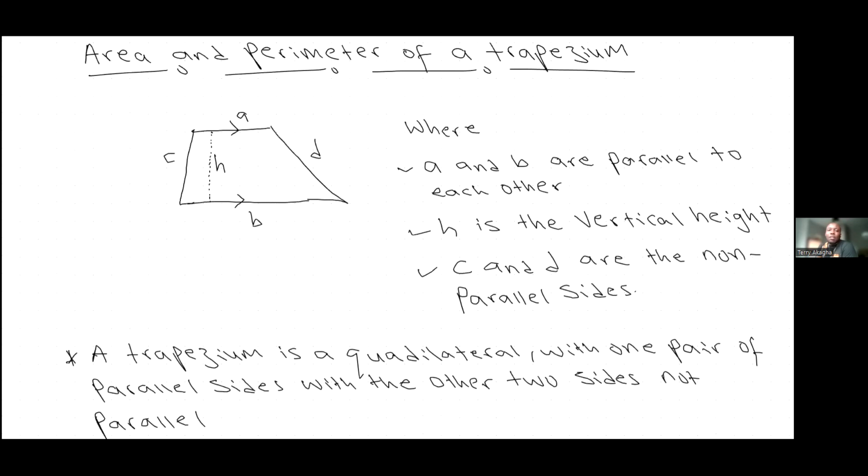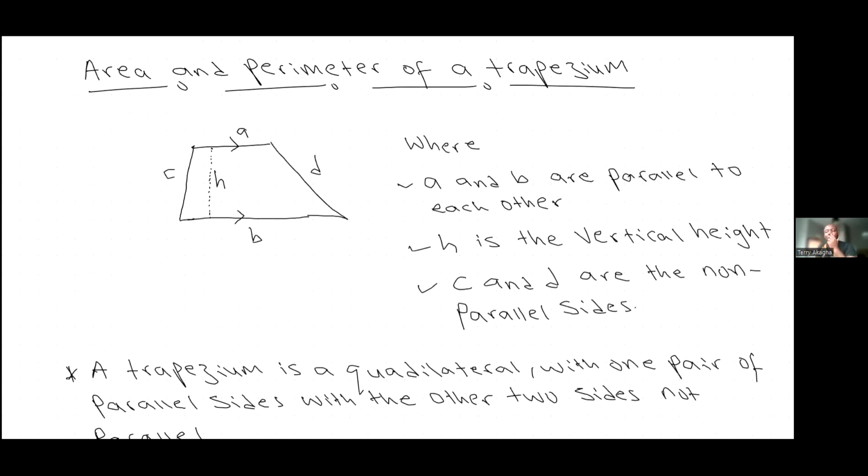For this kind of shape, we're going to talk about how we find the perimeter and how we find the area of this kind of shape as well. So let's go straight to that. We'll start with the first one, A. The perimeter of a trapezium.